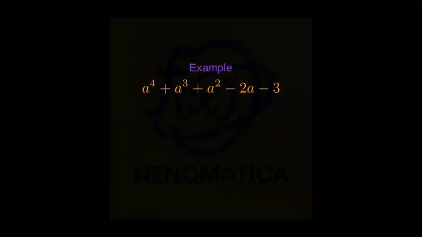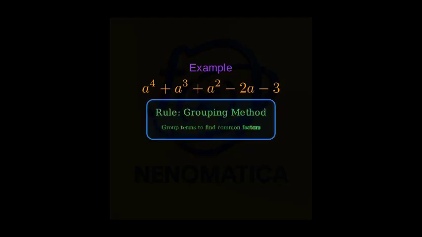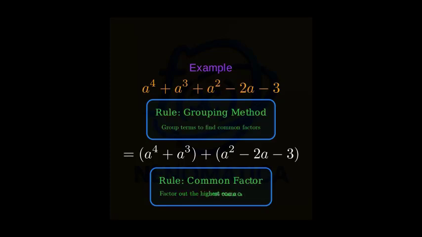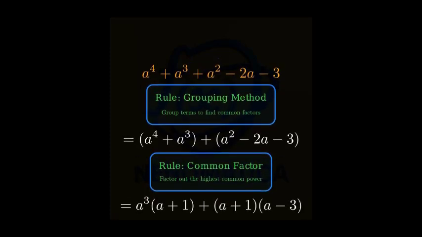We want to factor the expression a to the fourth plus a cubed plus a squared minus 2a minus 3. Our first step is to group the terms strategically. We'll group the first two terms, a to the fourth plus a cubed, and the remaining terms, a squared minus 2a minus 3. For the first group, we can factor out a cubed, giving us a cubed times open parenthesis, a plus 1 close parenthesis. For the second group, we recognize the pattern a squared minus 2a minus 3, which can be rewritten as open parenthesis, a plus 1 close parenthesis times open parenthesis, a minus 3 close parenthesis.